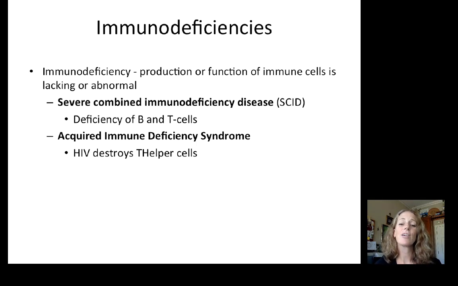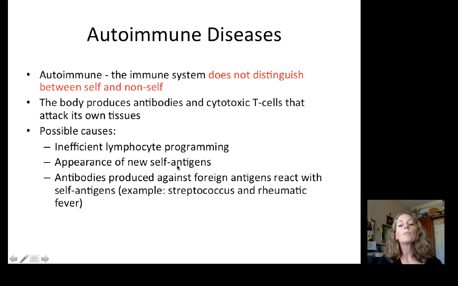So you don't die from AIDS, you die from a secondary infection that you weren't able to fight because your T cells were destroyed. An autoimmune disease happens when the immune system does not distinguish well between self and non-self. In this case, something on a self cell will become an antigen, and the body will produce antibodies and cytotoxic T cells that are going to attack its own tissues. There are many possible causes for autoimmune diseases, but the research here still is very ongoing.